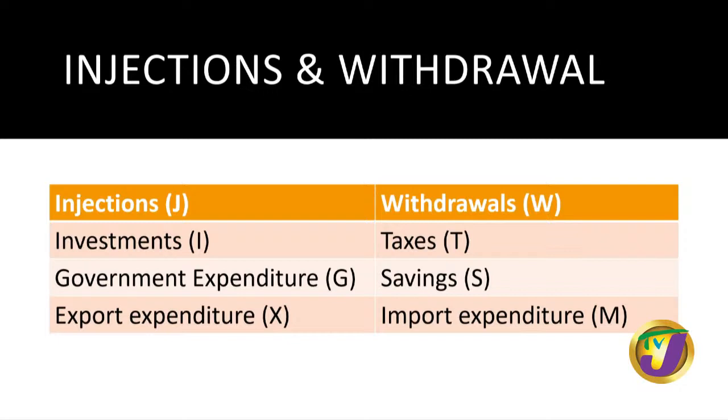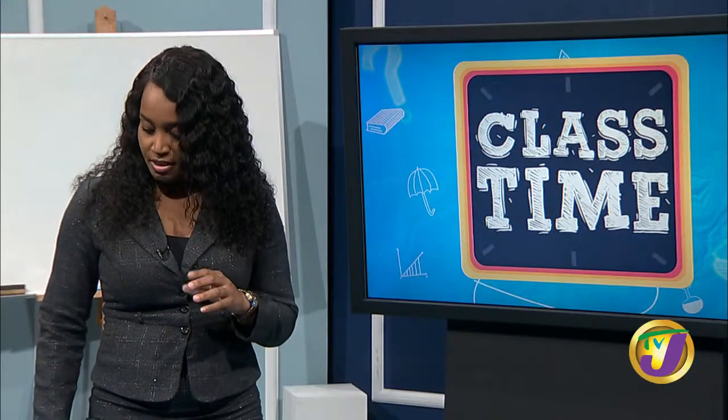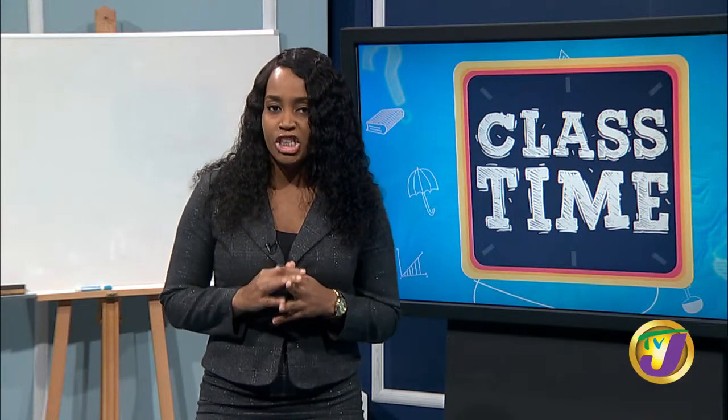So the symbol for injections is J and withdrawals is W. For investments, it's I, government spending is G, exports is X, taxes is T, savings is S, and M is for imports. You'll see these terms and the letters associated with each term throughout the syllabus.